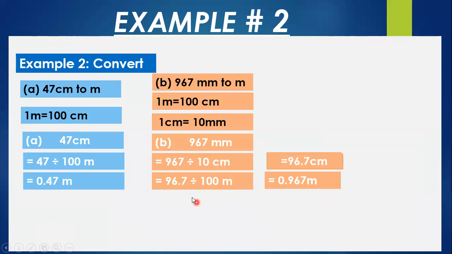0.967 meter. Why? Because in division we have to move the decimal towards the left. And how many digits do we have to move here? 1 and 2. 100 has 2 zeros, so we have to move 2 digits here. So you will get 0.967 meters. Clear, everyone? Okay.